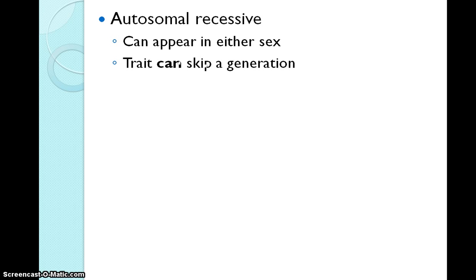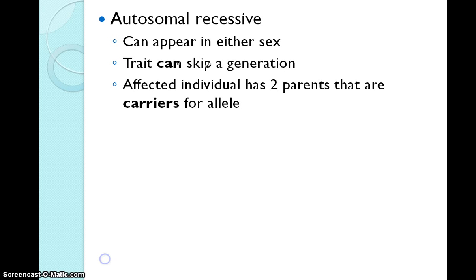The other pattern of inheritance that we're going to look at in this chapter is autosomal recessive. Because they are autosomal, meaning they appear on chromosomes number 1 through 22, they are not related to sex at all. So autosomal recessive traits can appear equally in either sex. Because they are recessive, however, these traits can be hidden or masked. This means that a trait can skip a generation. This is a primary sign for autosomal recessive.